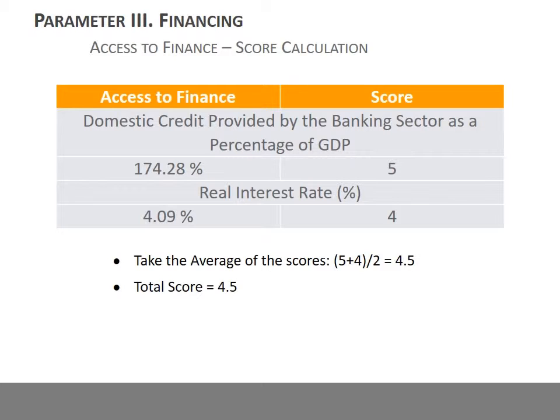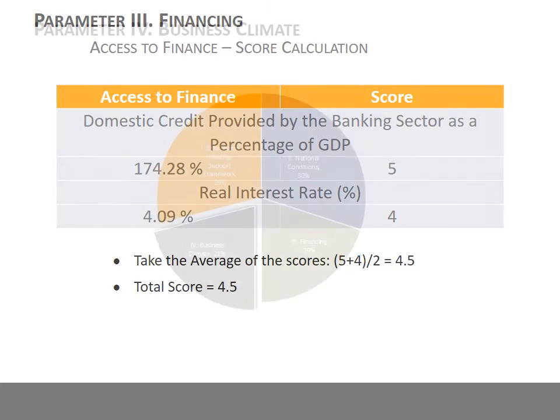This table uses an example from Lebanon drawn directly from the Market Readiness Report. As can be seen here, the domestic credit score was 5 and the real interest score was 4. These 2 are averaged to create a final indicator score of 4.5.